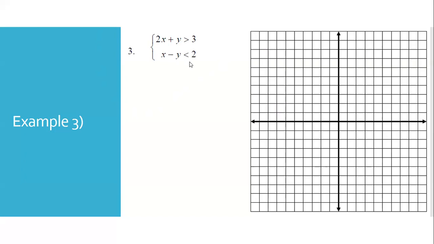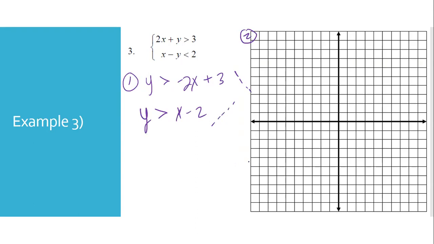Here we go. Step one was to get y by itself. So on the first one, you got y is greater than negative 2x plus 3. Agree? On the second one, you had to divide by a negative, so it also became y is greater than x minus 2. Yes? All right, step 2 is to graph these. They both are going to be dashed lines. One is a decreasing dashed line, and the other is an increasing dashed line, correct?